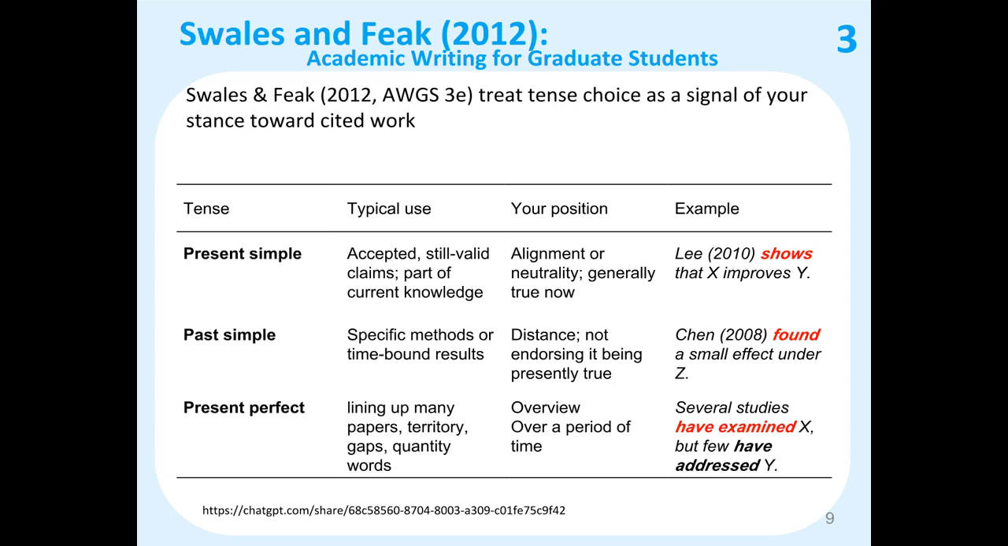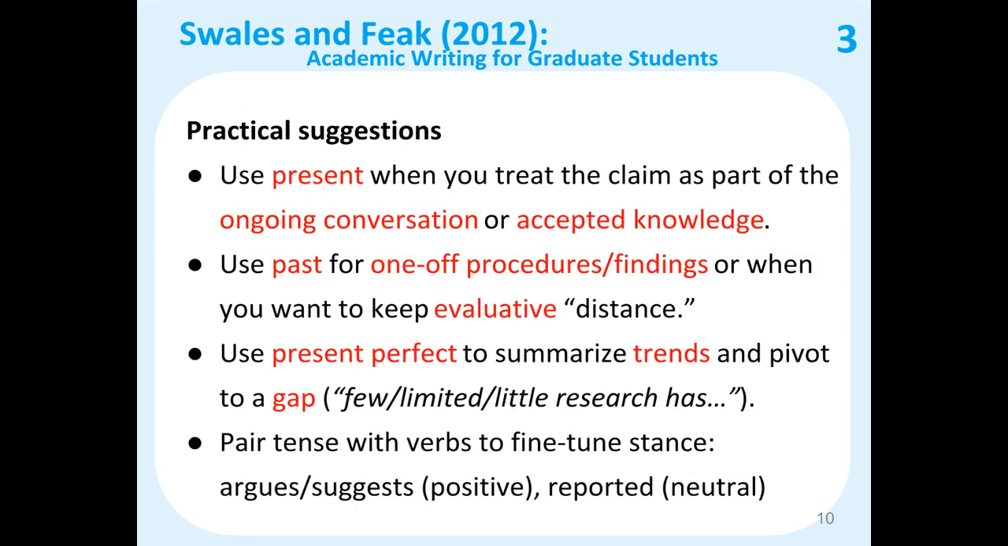Finally, the present perfect. This is your tool for providing an overview of the research territory, for lining up what has been done and identifying gaps. Okay, to wrap everything up, here are the 4 key practical takeaways. First, use present tense for what's considered current and accepted knowledge. Second, use past tense for specific, one-off findings or to create critical distance. Third, use present perfect to summarize trends and introduce the research gap.